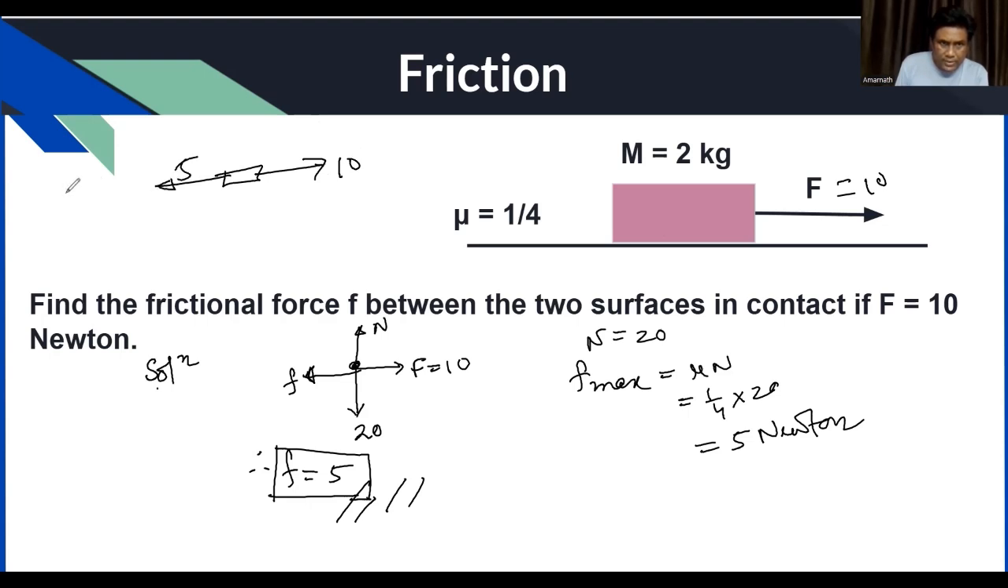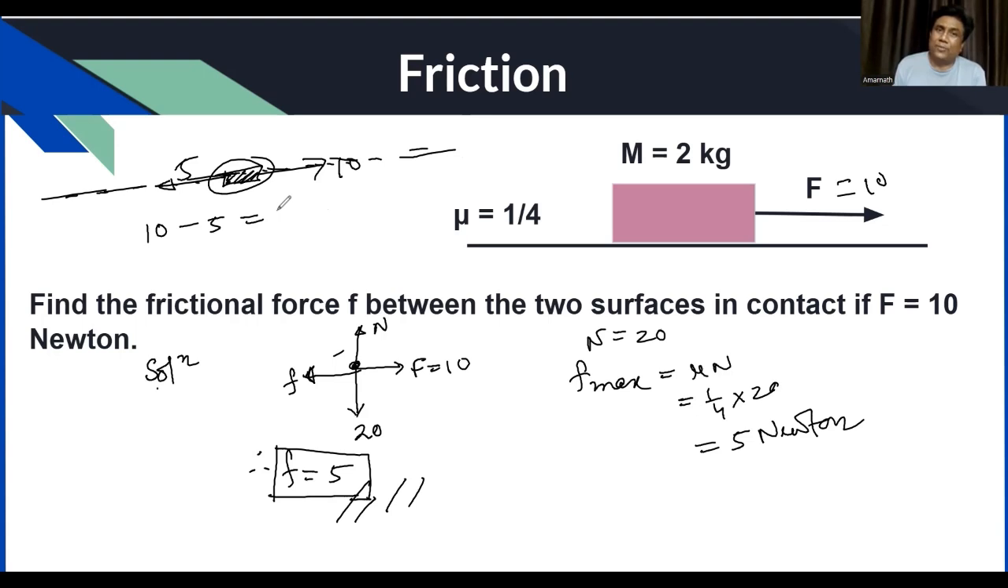So in the horizontal direction, what is the net force? Net force is 10, or 5, or 10 minus 5, or 15? What do you think? Net force, F net along the horizontal direction. The right directional force is plus 10, the left directional force is 5. So this is called F net, the net force.